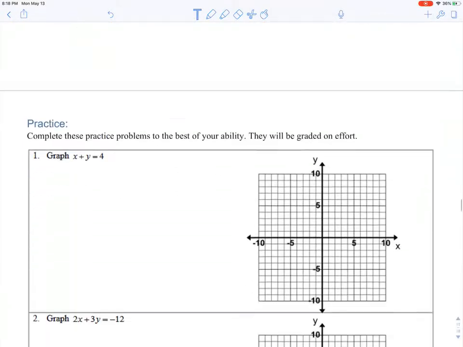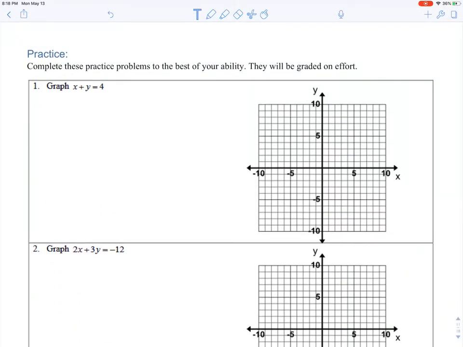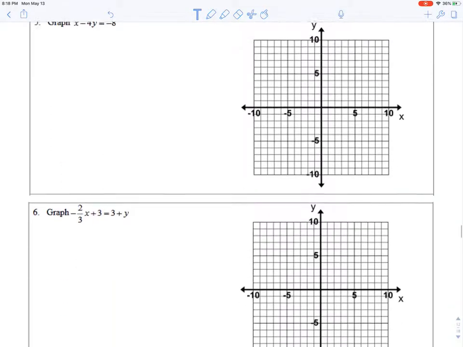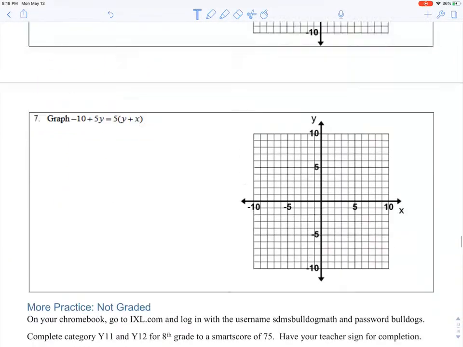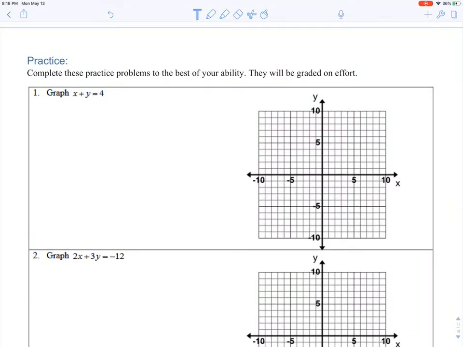Now that you have finished your lesson, you may listen to music while you practice, as long as you are actively practicing. And you guys have a great rest of your day. Okay? Go ahead and start with practice problem number 1.